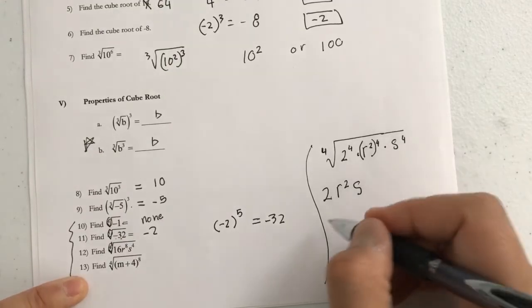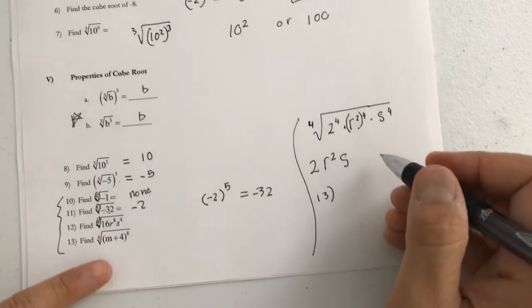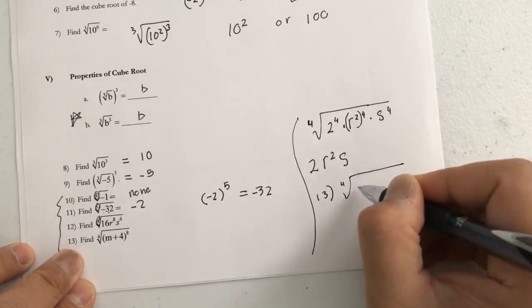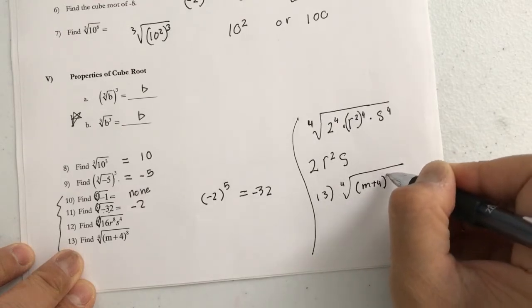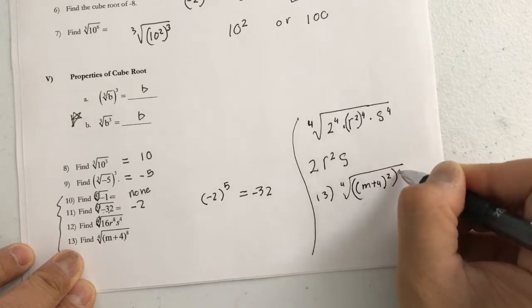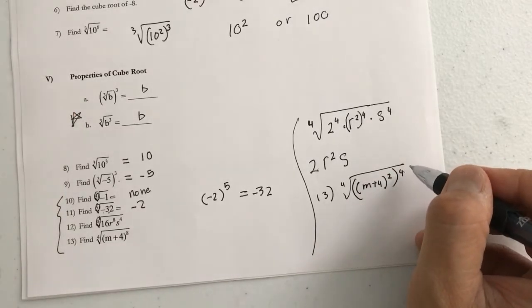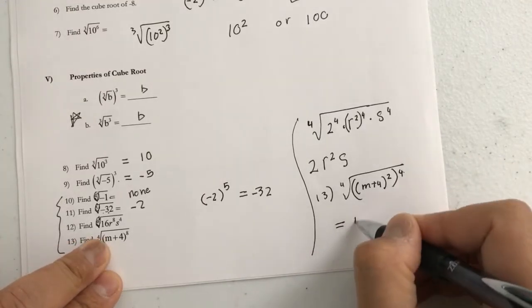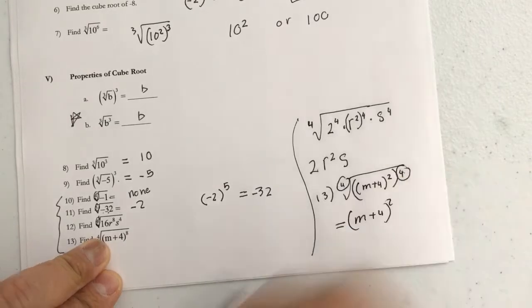And then number 13 over here, the fourth root of m plus 4 to the 8th power. What you want to do here is manipulate this so that it says m plus 4 squared, and then to the 4th, so that these two match up. Now the property of the fourth root is applicable, which means you can take out an m plus 4 squared, because these two are the same.